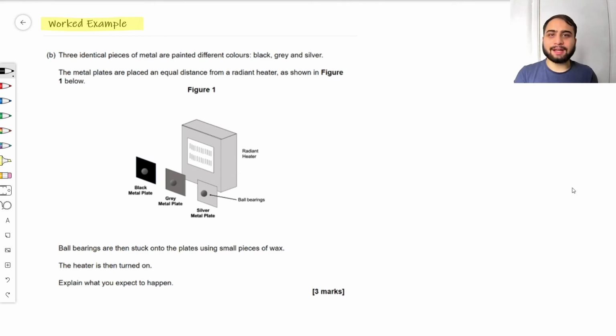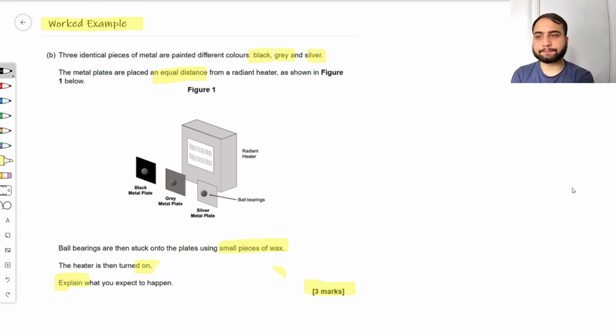Students often struggle with worded examples, so we're going through one now. As always, we're going to highlight all of our key terms. Three identical pieces of metal are painted different colors: black, grey, and silver. The metals are placed at equal distance from a radiant heater, as shown in figure 1 below. Ball bearings are then stuck onto the plate using small pieces of wax. The heater is then turned on. Explain what you expect to happen. And we can also see that this is 3 marks, meaning that they're expecting 3 separate points.